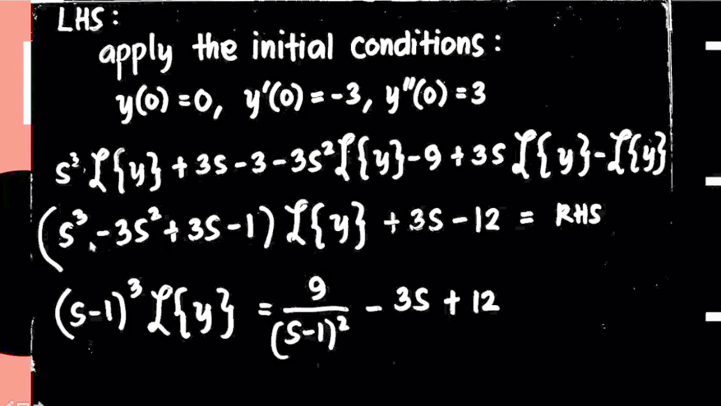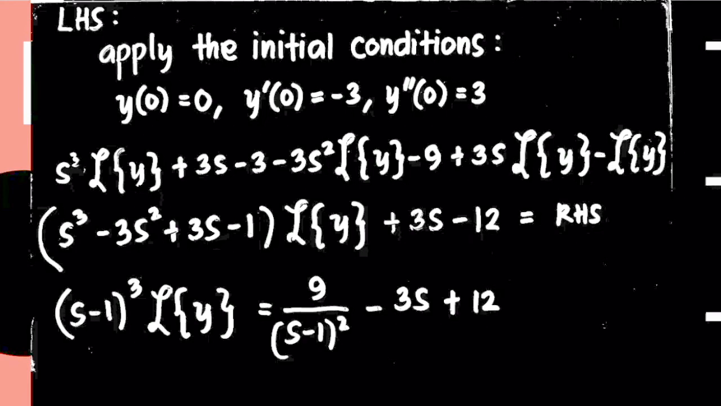So, as you notice here, itong s cubed minus 3s squared plus 3s minus 1, pwede siyang i-factor, di ba? Which is equivalent to s minus 1 cubed. So, inayos ko na siya. And then, ito naman yung transpose ko to the right side of the equation, since Laplace na rin naman lahat yan. Okay. So ito, you have 9 over s minus 1 squared. Itong 3s transpose sa right side, magiging minus 3s. Itong minus 12 transpose to the right side will be plus 12.